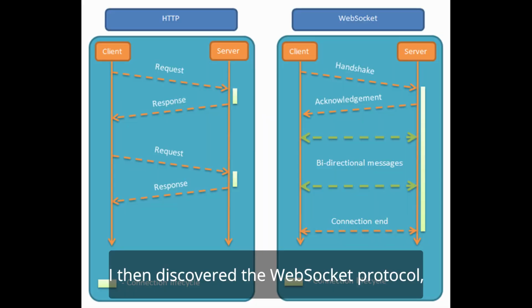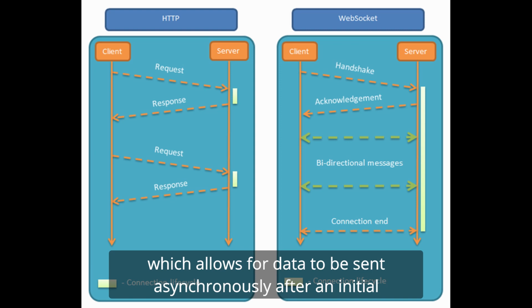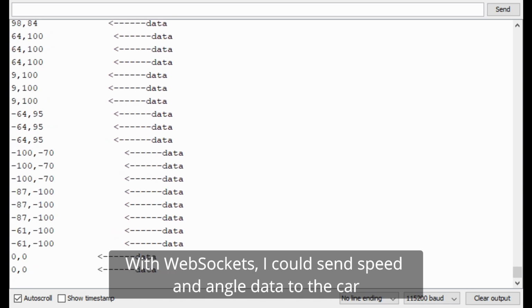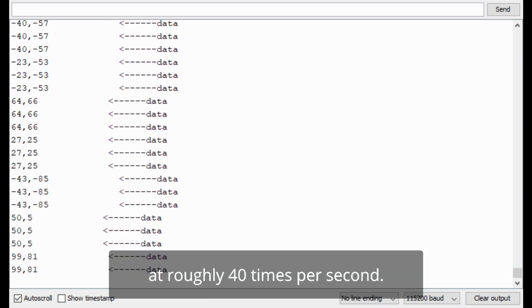I then discovered the WebSocket protocol, which allows for data to be sent asynchronously after an initial handshake to open the connection. With WebSockets, I could send speed and angle data to the car at roughly 40 times per second.